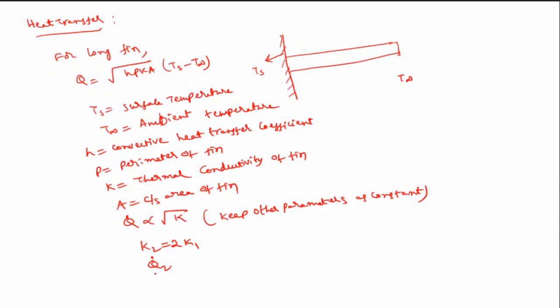So Q2 dot by Q1 dot is equal to root of k2 by k1, that is equal to root of 2k1 by k1. So that is nothing but root 2. That implies Q2 dot by Q1 dot is equal to root 2. So that is the question they have asked. What is Q2 dot by Q1 dot? That is the question they have asked. Okay, one more simple question we will solve in fluid mechanics.